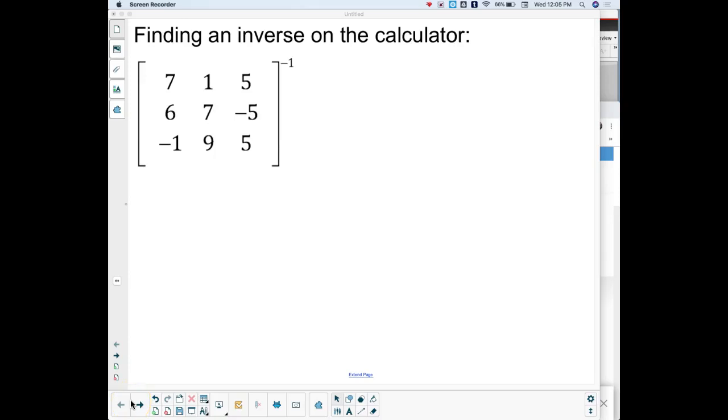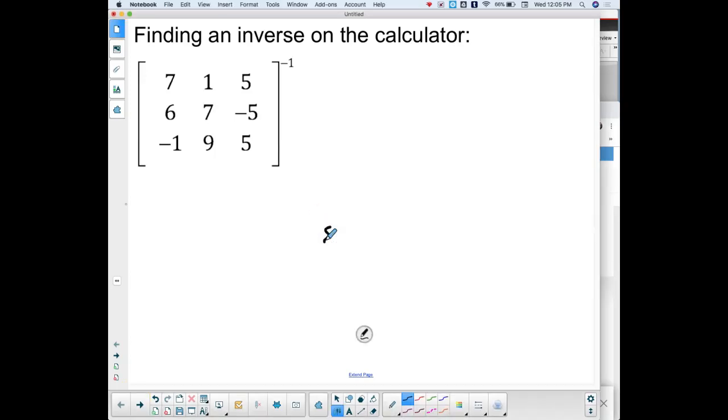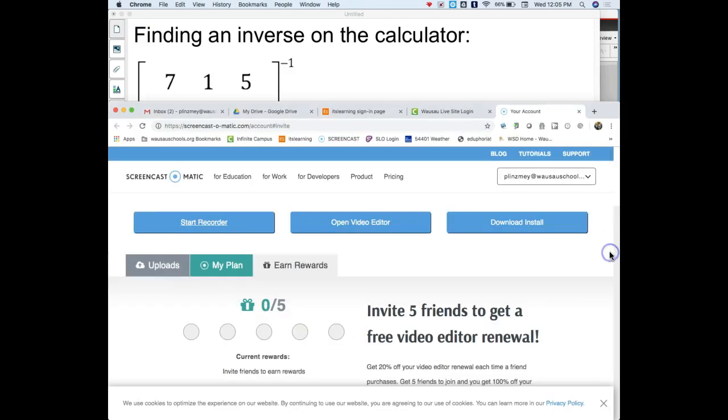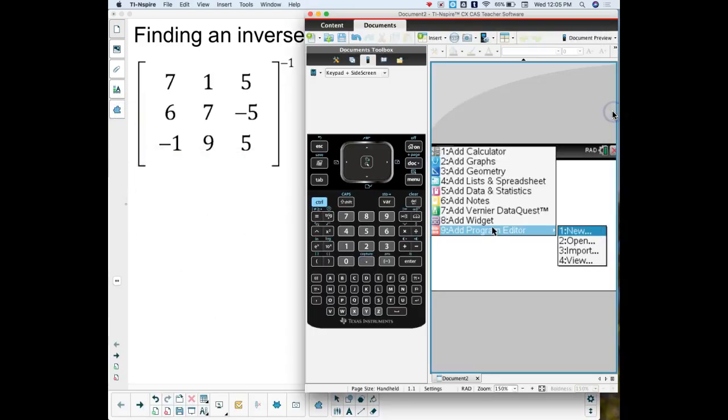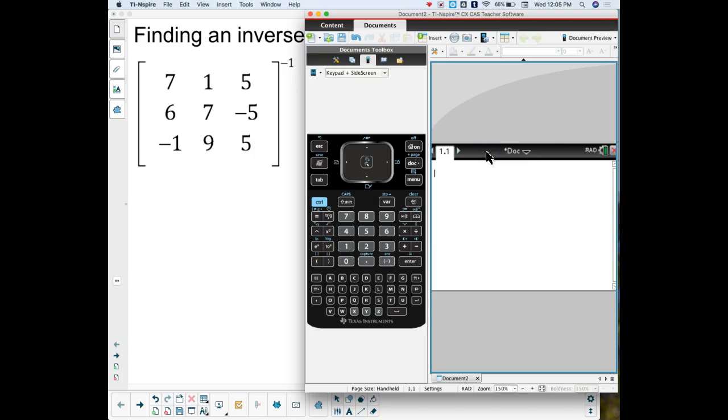All right, so just a quick little intro here on how to type in the inverse on a calculator. Okay? So if I've got a 3 by 3 matrix and I want to find the inverse on the calculator, what I can do is go into a calculator page on the calculator, and I can make myself a 3 by 3 matrix.